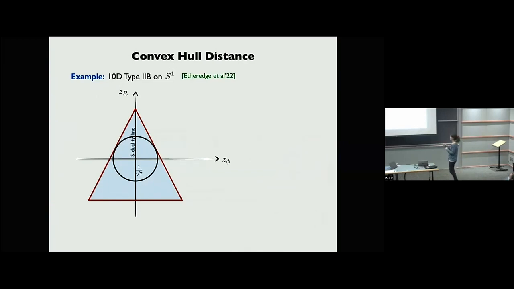But I'm starting to love this type of diagram, so I just wanted to tell you a little bit about it. So this is 10-dimensional type IIB on a circle. Okay, so it's a simple example. We have two moduli. We have the radius of the circle. We have the dilaton, right? The string coupling. This would be the 10D dilaton.